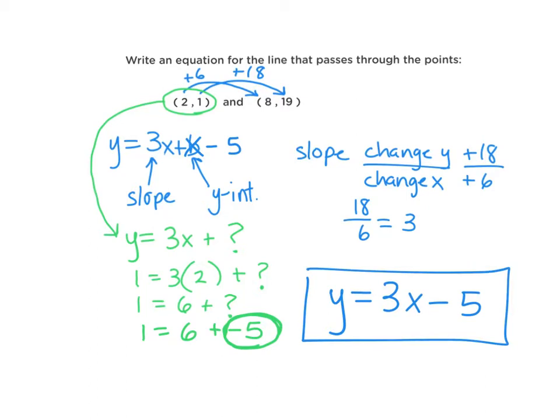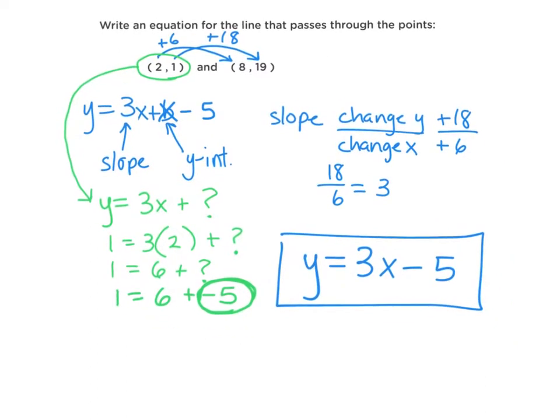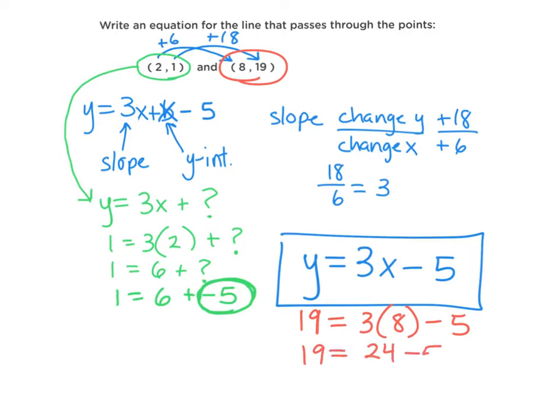You can always check it with the other point in the problem. So this 8, 19, we could check to make sure this equation works for that point as well. So we would replace the y with 19 and the x with 8, and then check that minus 5 works. So 3 times 8 is 24, and 24 minus 5 is 19. So yes, in fact, this equation does work for both points. So it proves that this is the equation for the line that passes through these 2 particular points.